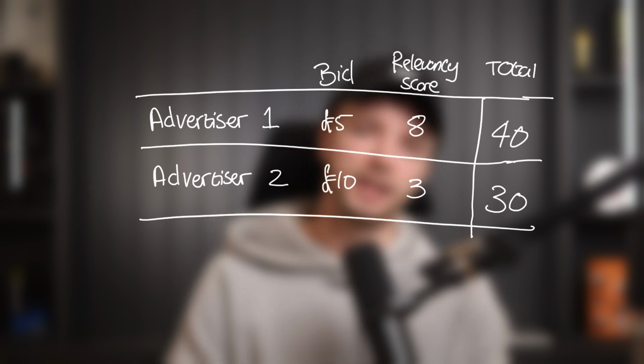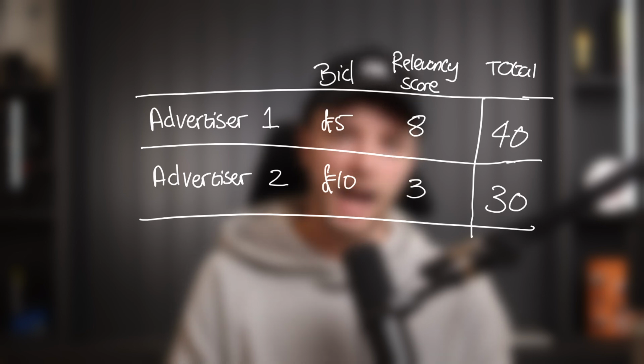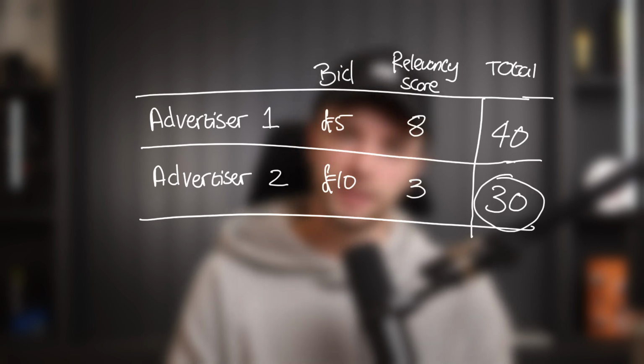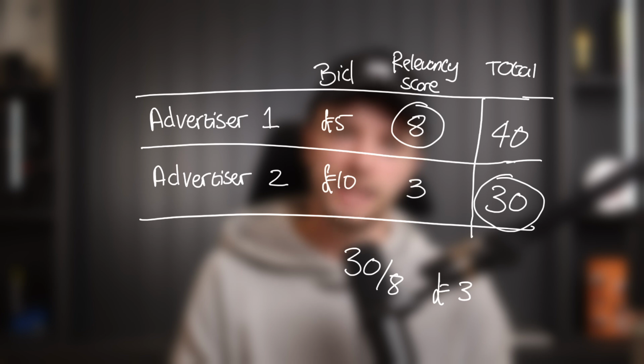And as mentioned earlier, this is a second place auction, and to work out how much that person would pay, you divide the total score of the second place bidder by the relevancy score of the winner. So in this case, that's 30 divided by 8, which equals £3.78, which as you can see is a far bit cheaper than either of them went to bid in the first place.